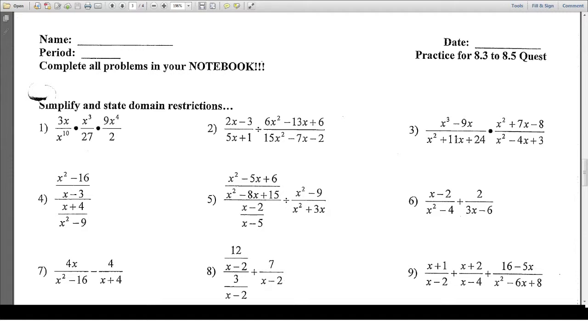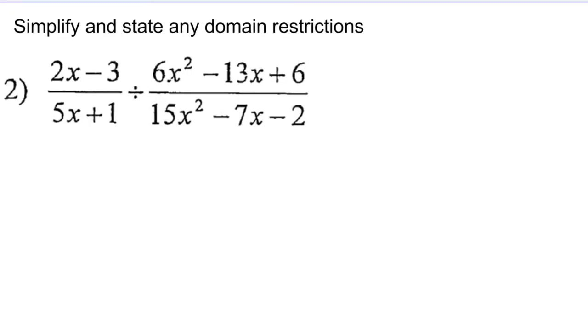We're going to start off with problem number 2, which deals with dividing fractions. We need to take a look at this problem and remember, how do we divide fractions? What we're really trying to do is multiply by the reciprocal, which means we flip over the second fraction and then proceed like we normally would with multiplication. So I'm going to go through term by term and try to factor. I look at 2x minus 3 and say that doesn't factor, so I'm just going to bring it down. 5x plus 1 also does not factor, so I'm just going to bring it down.